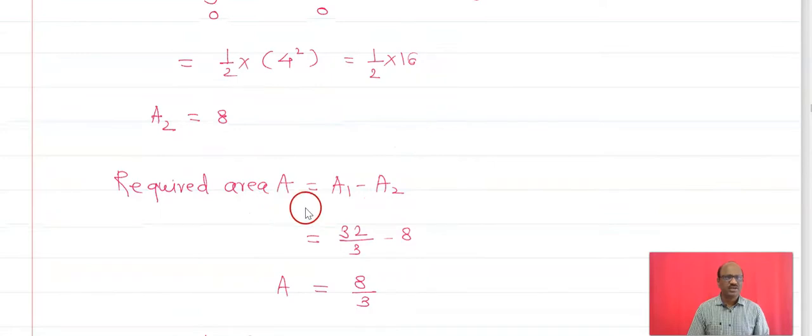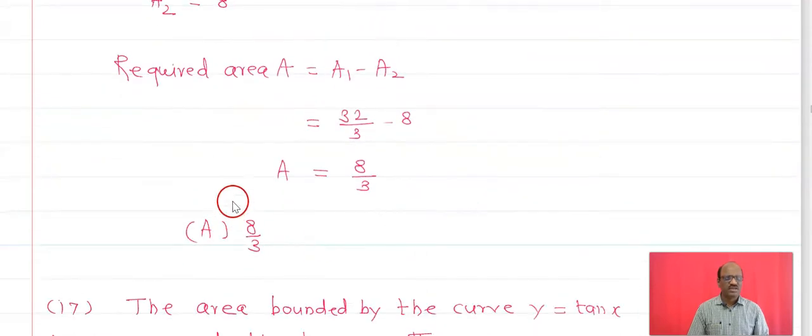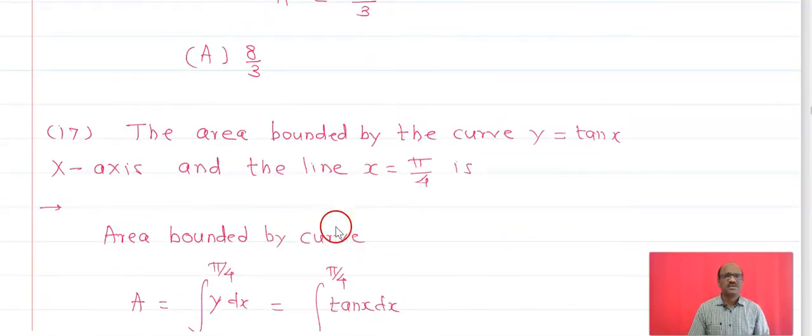Required area capital A is equals to A1 minus A2. That is 32 upon 3 minus 8, that is equals to 8 upon 3. Therefore A is equals to 8 upon 3. This is option A, that is the correct one.